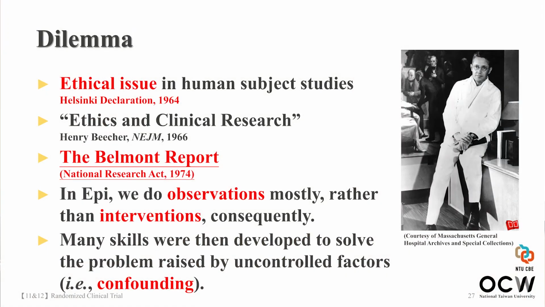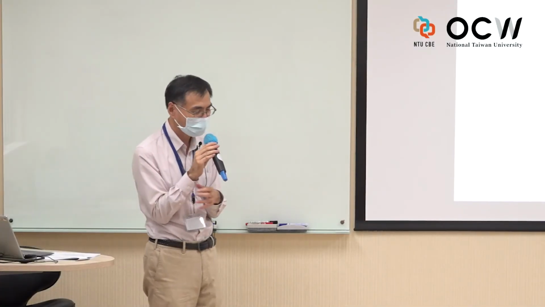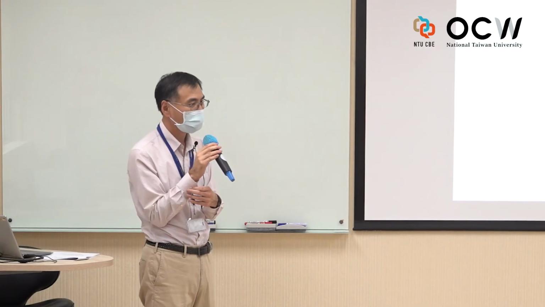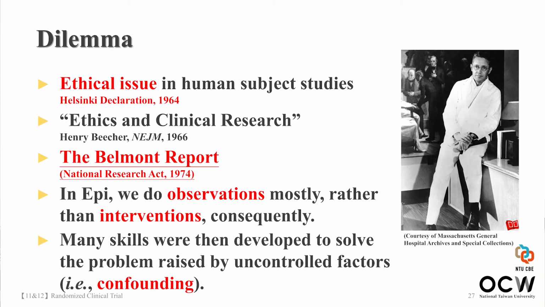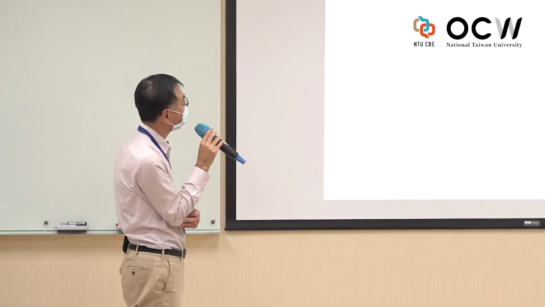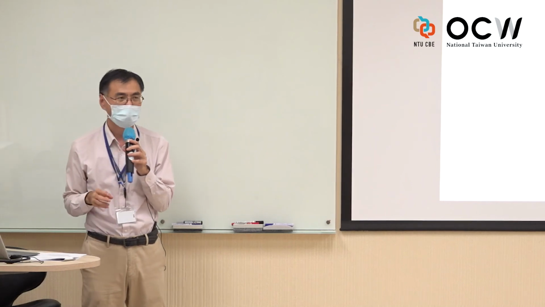Okay, so the dilemma. Before World War II, there were no specific rules when trying to perform a randomized controlled trial or any clinical trial on human beings. So it happened in several different places, like Nazi Germany and areas occupied by Japan. They used human beings for some brutal studies. After World War II, people started to think about how to make sure that ethical issues were properly addressed in all human subject studies. So in 1964, there was a World Physician Conference in Helsinki, in Finland, that declared a very important document about ethical issues in human subject studies. So the ethical consideration for randomized controlled trials came pretty late, actually.